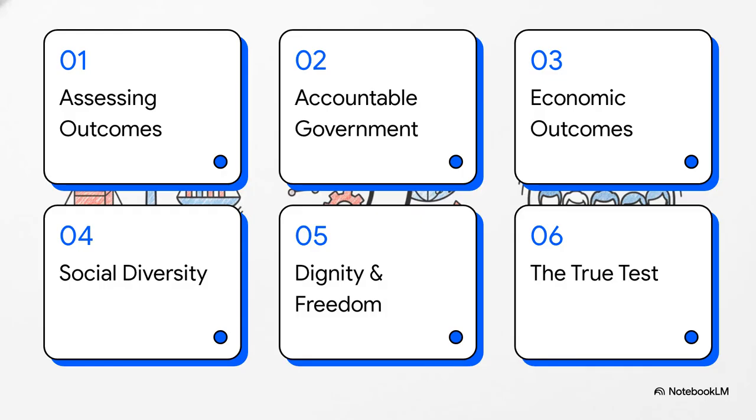So, here's our plan for this session. We'll break down the entire chapter into these 6 simple parts. We'll start with how to judge a democracy, then we'll look at the political, economic, and social results, and finally wrap it all up with a conclusion. This structure will really help you revise everything logically for your board exams.